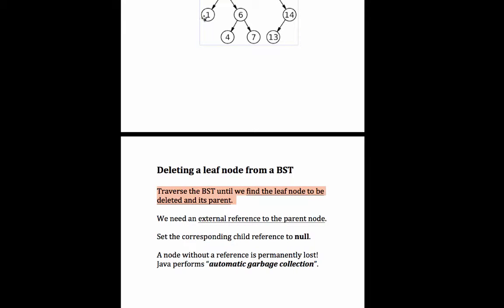So we need to have a reference that points to 1, 4, 7, or 13, which are the 4 leaves in this binary search tree. Also, at the same time that we write the code to do so, we need to keep an external reference to the parent, because in order to remove the node which is a leaf, we need to know where the parent of that node is. And once we have done that, then the process of removal is very simple. We simply take the corresponding child reference that points to the node that we want to delete, and we set it to null. And once we set that reference to null, there is no reference that points to the node that we wanted to delete.